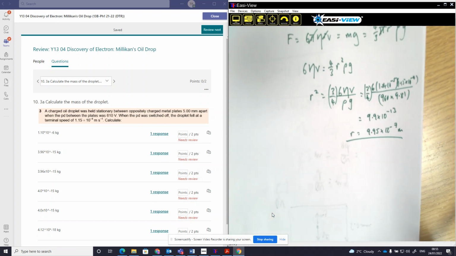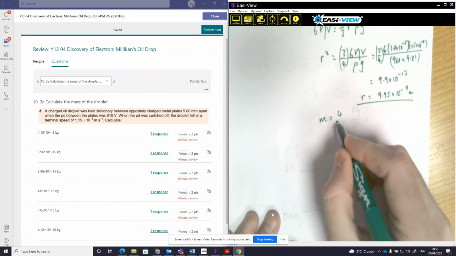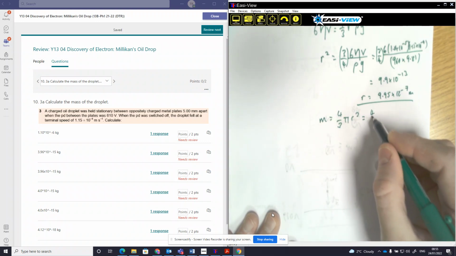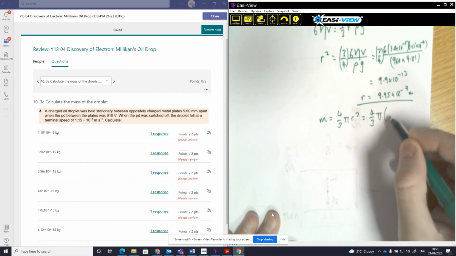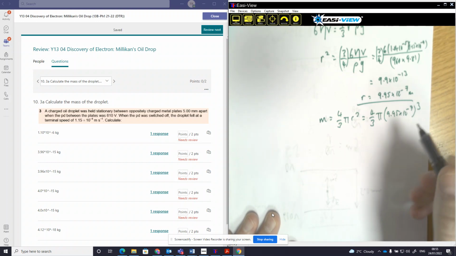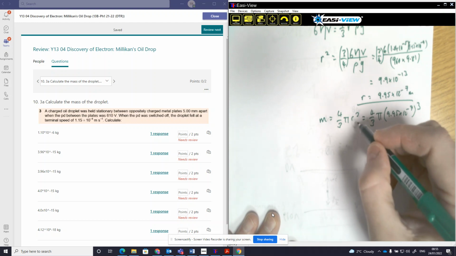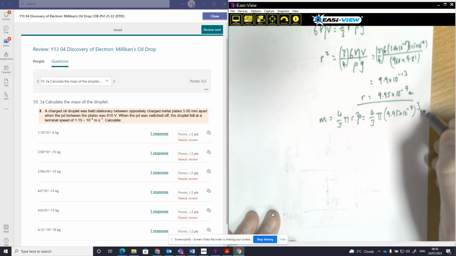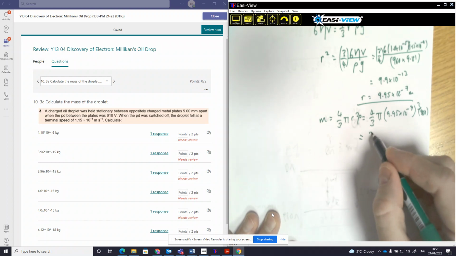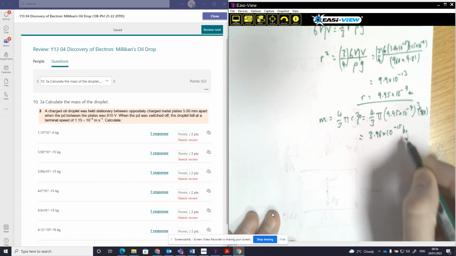So now I've got that value, I can work out the mass. So the mass is 4/3 pi r cubed, and that equals 4/3 pi 9.95 times 10 to the negative 7 all cubed, multiplied by rho, this rho out there, at 960. And we end up with it being 3.96 times 10 to the negative 15 kilograms.